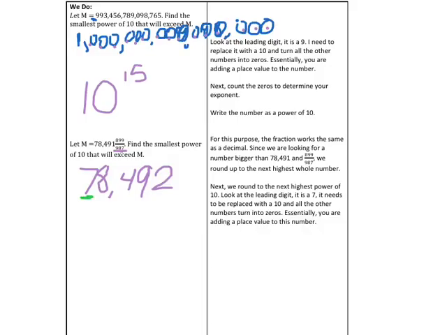What I'm going to do is I'm going to look at the 7 and change that to a 10. That 0 is where that 7 would be, a 0 for where the 8 would be, a 0 for where the 4 would be, a 0 for where the 9 would be, and a 0 for where the 2 would be. Then I count my zeros. 1, 2, 3, 4, 5. That means I have 10 to the 5th power.